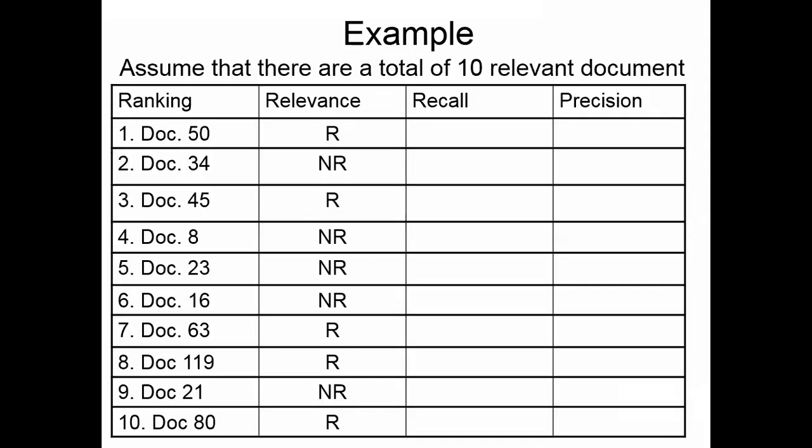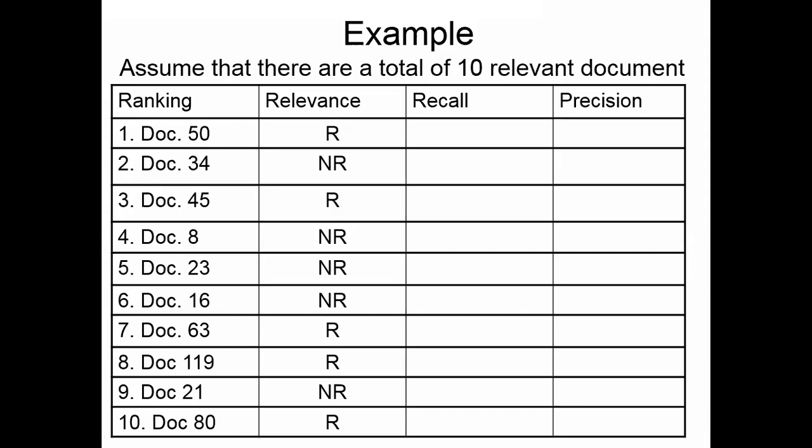Let's see it with an example. Assume that there are a total of 10 relevant documents in our corpus. And the relevance judgment for the query shows that document 15 is relevant, document 34 is not relevant, document 45 is relevant, document 8 is not relevant, document 23 is not relevant. So we take the relevance judgment suggested for that query within the collection. And now these are the documents retrieved.